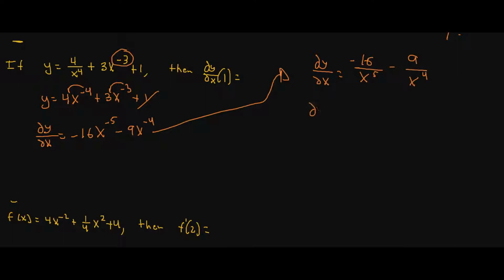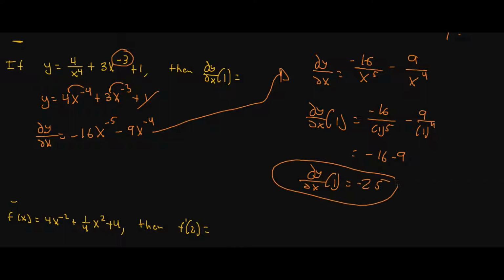Now we can plug in 1, dy/dx at 1: negative 16 over 1 to the 5th, minus 9 over 1 to the 4th. Well, 1 times 1 times 1 times 1 times 1, basically 1 multiplied 5 times, is just 1. Negative 16 divided by 1 is just negative 16, minus, same concept here, minus 9. So we get dy/dx at 1 is equal to negative 25. And there it is, my friends. That's how we make it work.